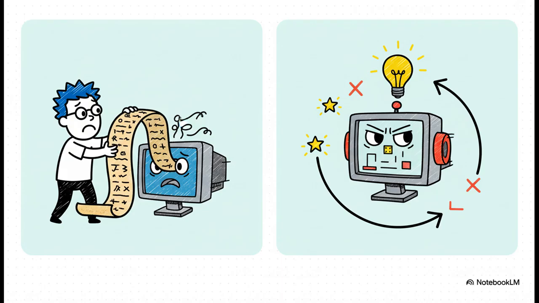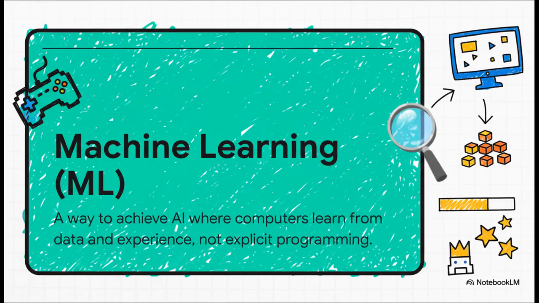Now, look at the right side, the machine learning way. This approach says, you know what? Forget writing all the rules. Instead, let's just make the computer play the game a million times. It'll learn from its own data, from its successes and failures, and it'll figure out the winning moves all by itself. And that, right there, is the heart of machine learning.